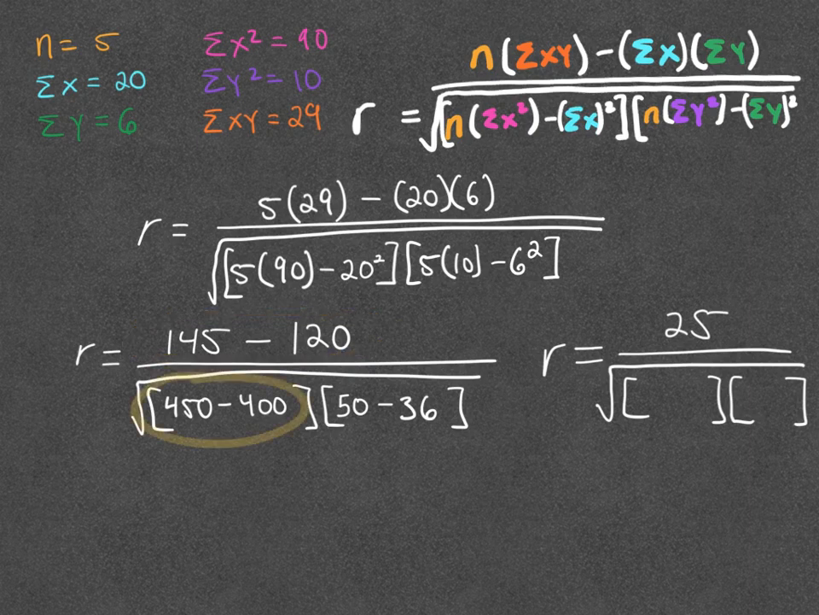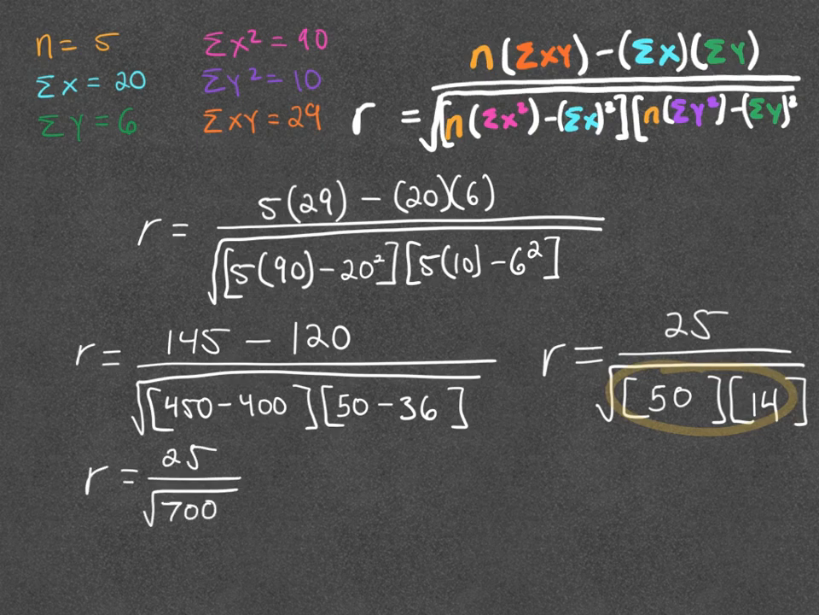And now I can move on to the denominator, starting with 450 minus 400, which gives me 50. And then I'll do 50 minus 36, which gives me 14. Next, we'll multiply the two parts of the denominator. 50 times 14 gives me 700, which I now must square root. So now I have r equals 25 over the root of 700, which gives me 26.45751. I'm going to keep all 5 of those so I don't have rounding error at the end.